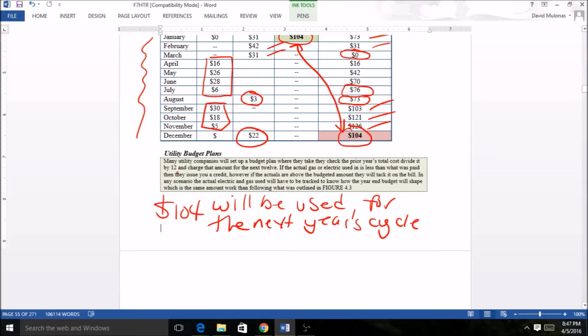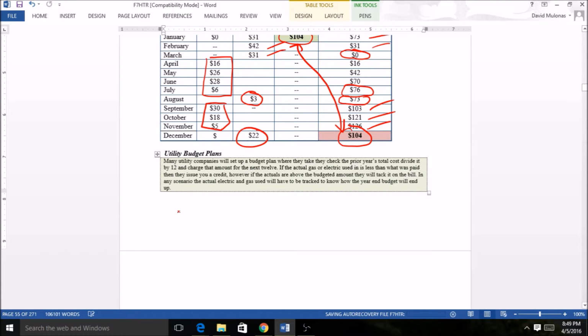One last thing that I want to go through here are utility budget plans. You may have these with your company, pretty common, but if you don't, what they're saying is they're really performing the exercise that we just completed, where they take the prior year's total, they divide it by 12, and they charge back the amount for the next 12 months. So they come up with that number and they just take it out. So they will make an adjustment over that period if they find out that the bills have gone up higher or lower. Usually it's higher, usually you don't see them lower, but it can happen.